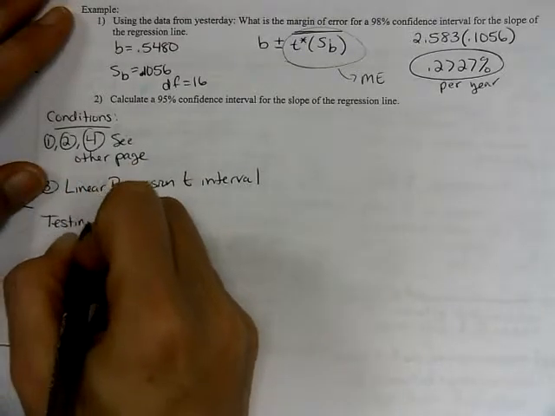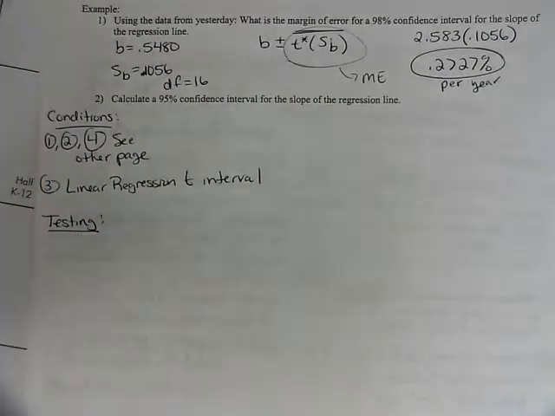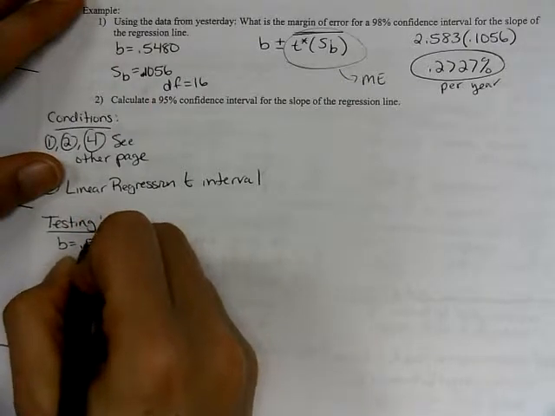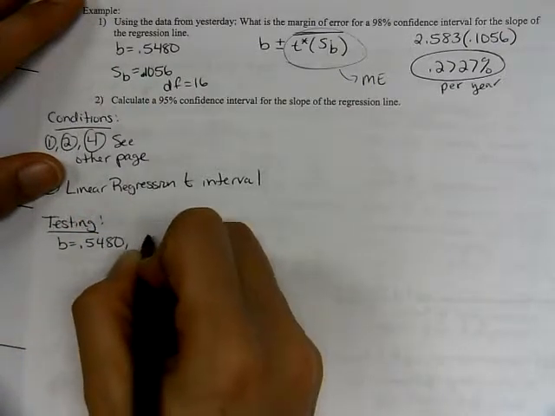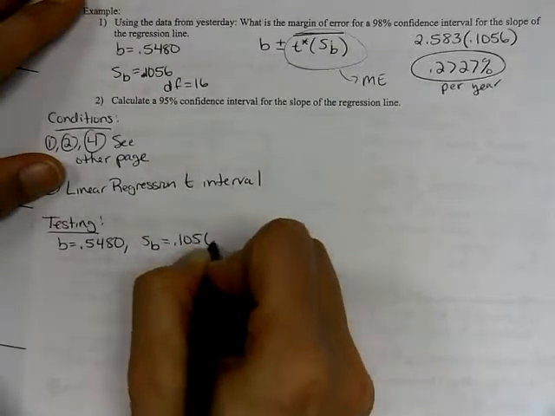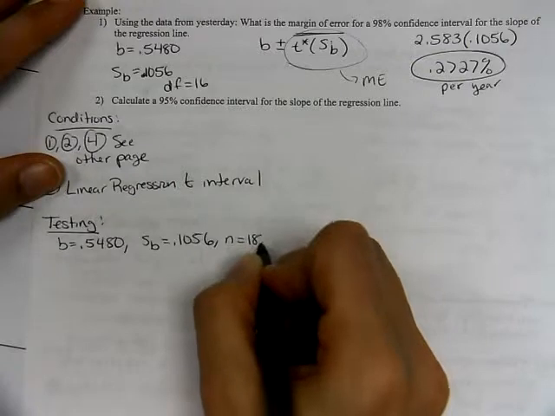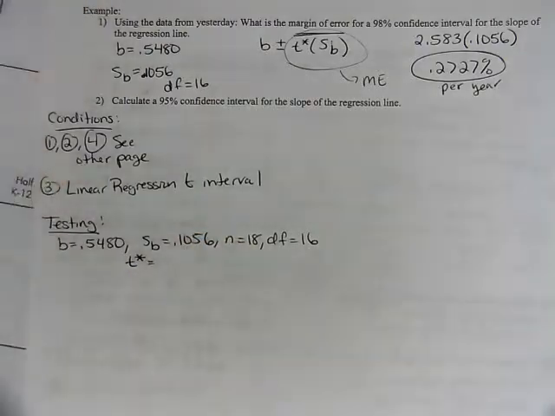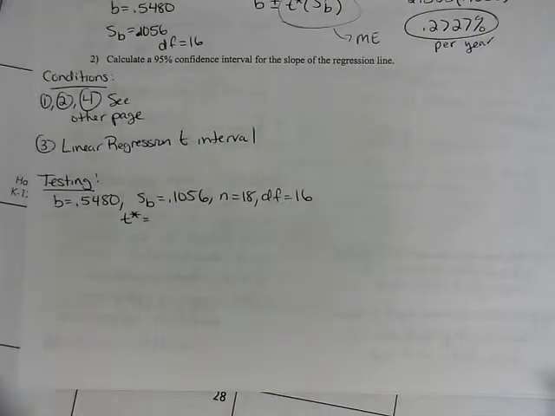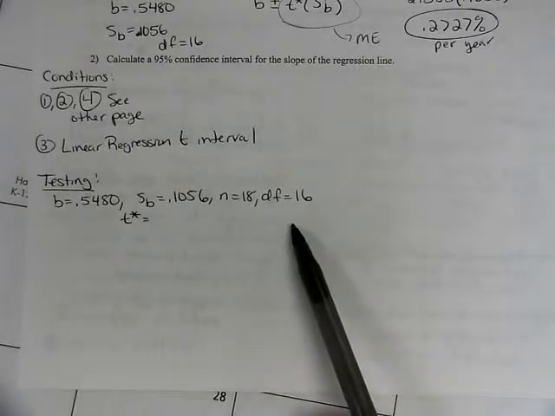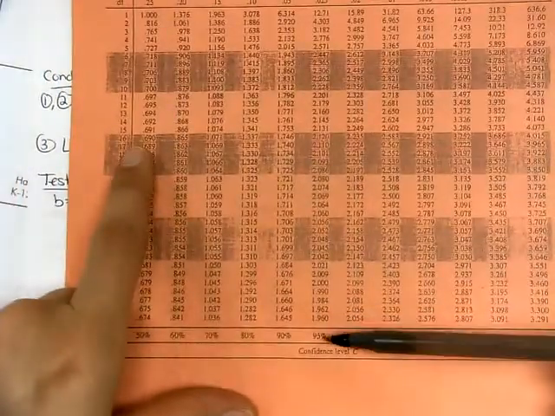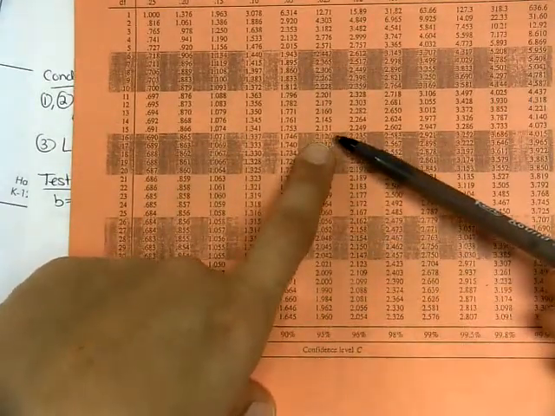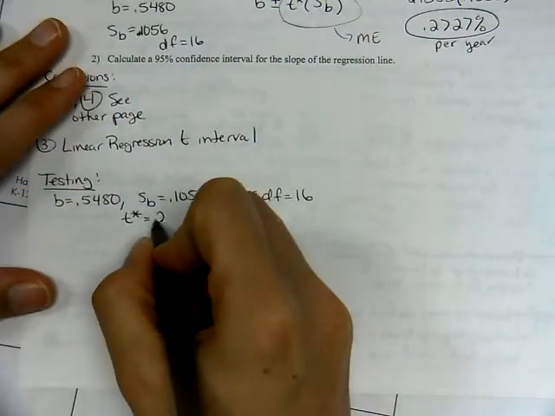So for the testing, remember there's no H0s and Ha's when it comes to a confidence interval. So we have our slope, which again I wrote down 0.5480. SB was 0.1056. n is 18, so our degrees of freedom is 16. So we have a new t star. I'm still going to stick with 16, but now I'm going to go to 95%. So 2.12.